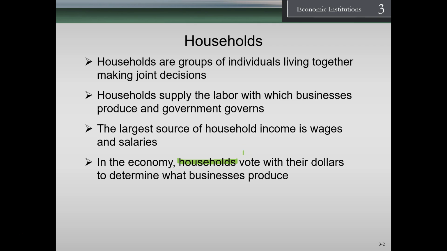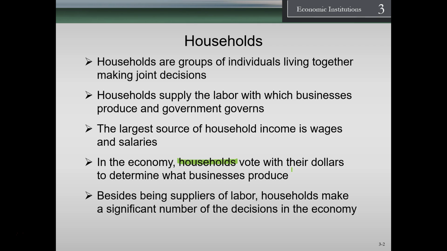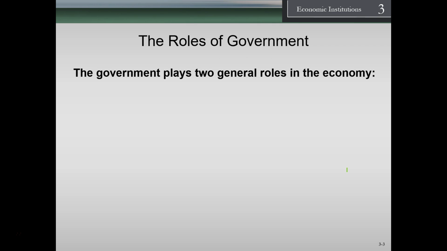So in a free market, the consumer is the one that decides what they want to consume, and the producer, although they are free to produce whatever they want, if they want to be a going concern, meaning they want to stay in business for a longer period of time, they're pretty much required to produce something that the consumer wants at a price the consumer is willing to pay for it. So note that the consumer really has a lot of power in a free market for that reason. So besides being suppliers of business, households make a significant number of decisions in the economy. So clearly the households are in control of a lot of decisions in the economy. They're in the driver's seat in a lot of different areas.